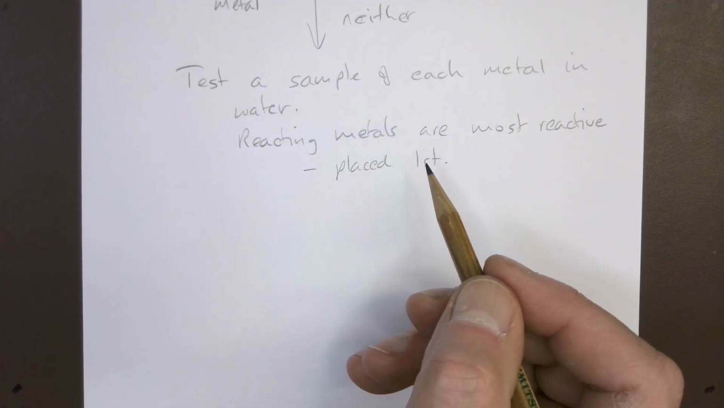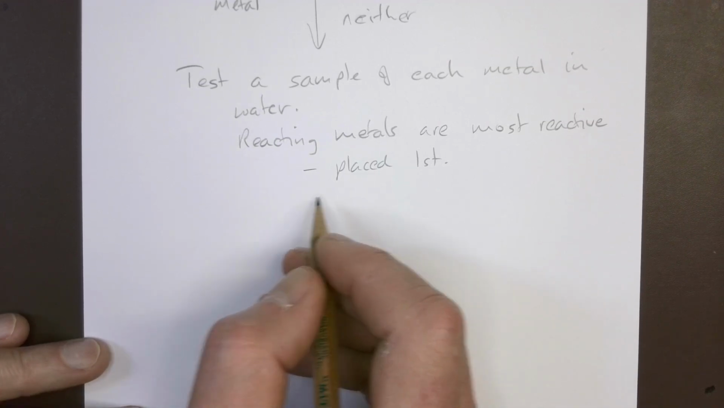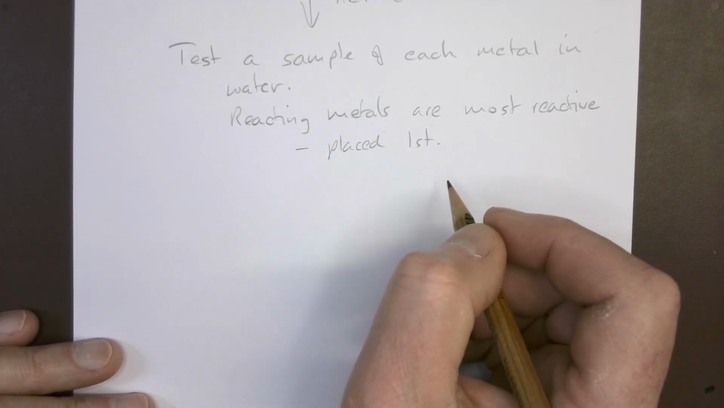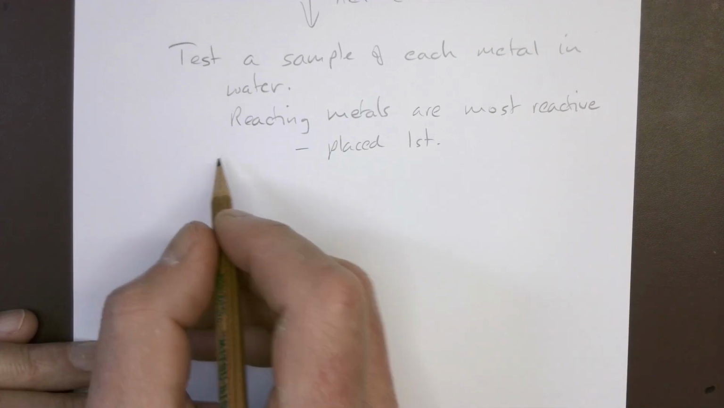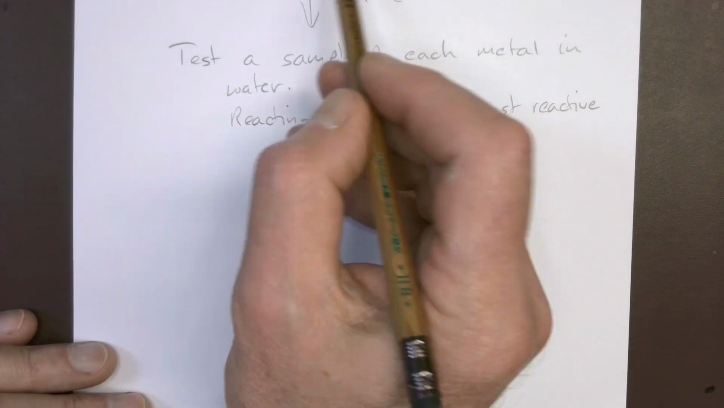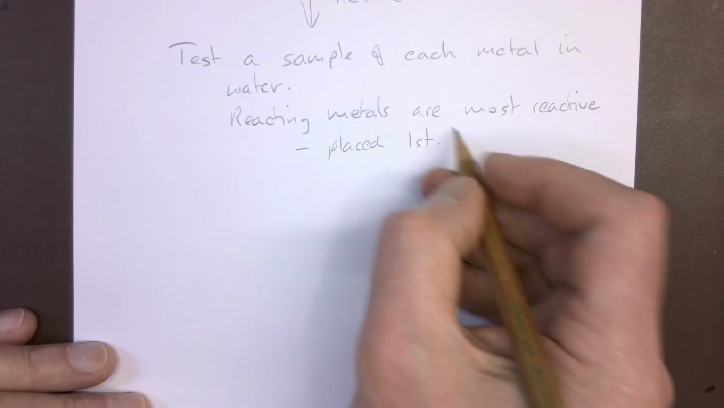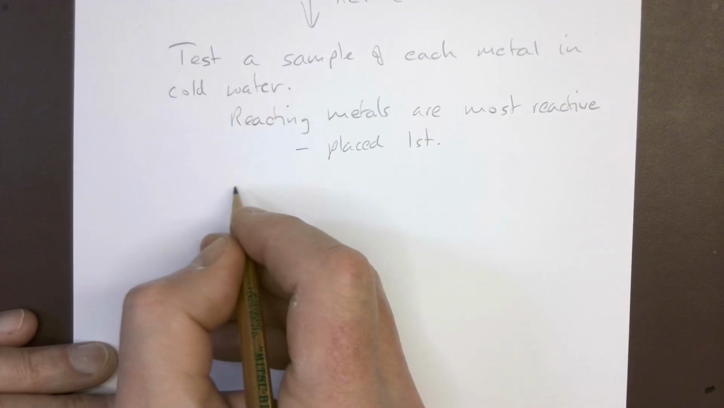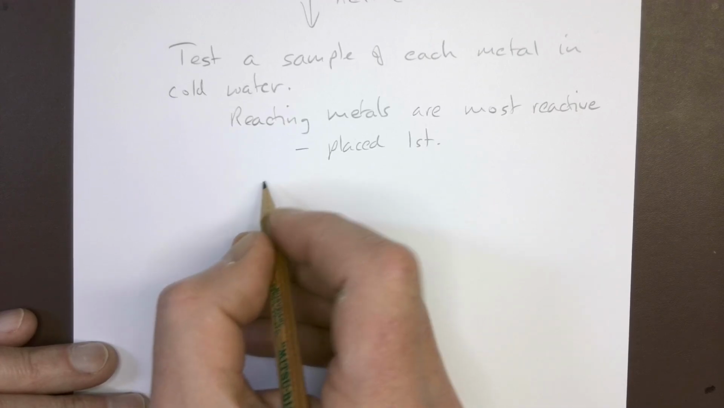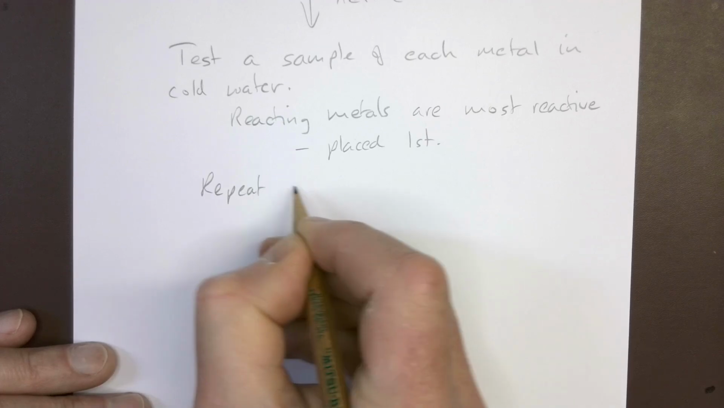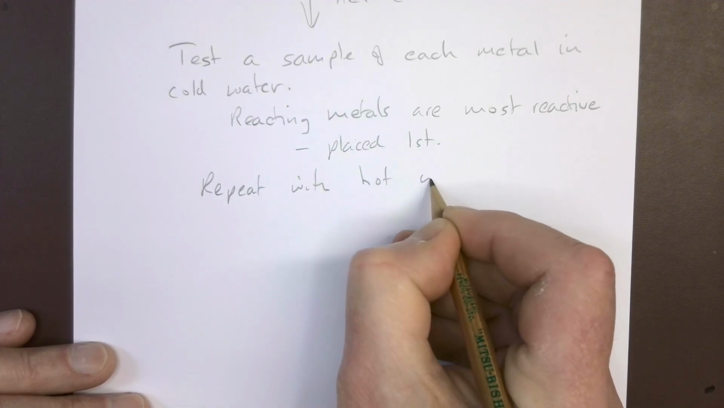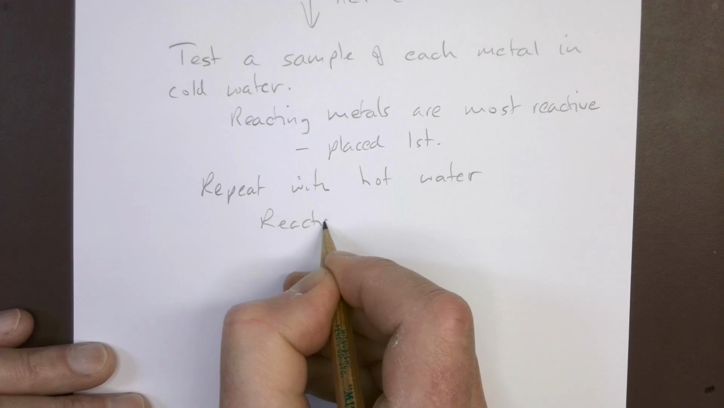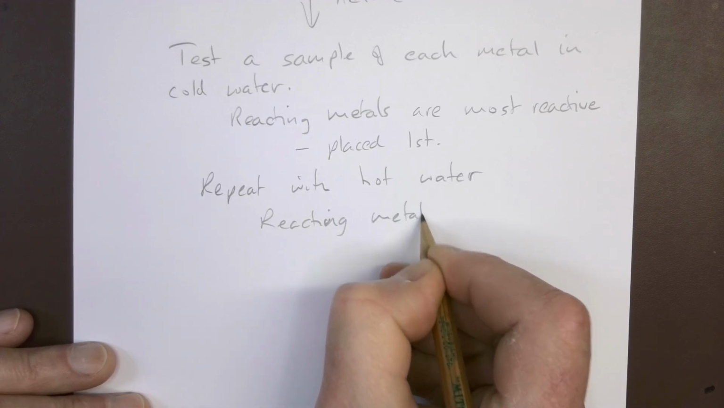Okay, so then we have to do something else. Well, we don't really want to go to acid until we're sure. So I'm going to try using a little bit of knowledge from my rate of reaction experiment. So what will increase the rate of reaction if these metals didn't react with water? Cold water, right? In cold water, well, one of them might react in hot water. So let's try repeat with hot water, reacting metals placed next.